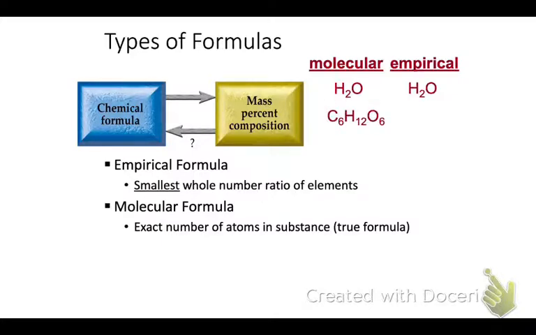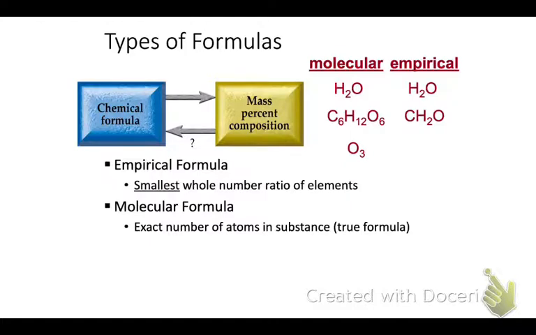For glucose, C6H12O6, that is what exists in reality, which is 6 atoms of carbon, 12 atoms of hydrogen, and 6 atoms of oxygen. However, the simplest ratio will be CH2O, because that is the simplest ratio between the elements, and that's the empirical formula of glucose.